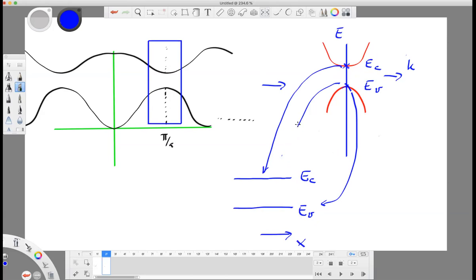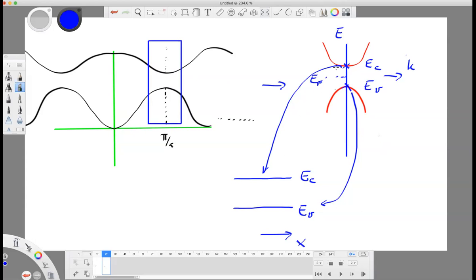Is it clear, the relationship between the different diagrams in energy? Yes. Okay, so this is the scenario. This is why we focus on this edge, because everything we do, the Fermi energy is going to be around here, and that's where all the action is.